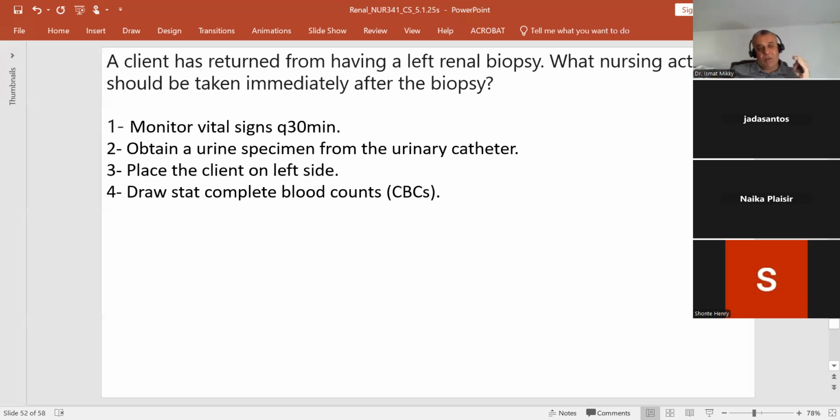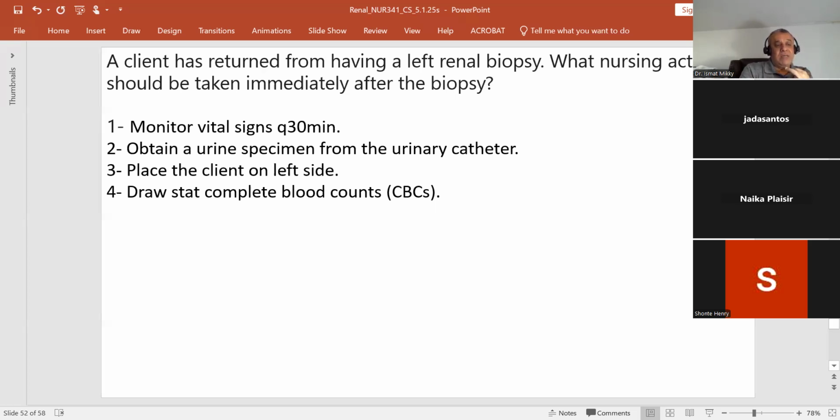So if you want to start with the vital signs, make sure that post renal biopsy the vital signs would be checked more frequently than every 30 minutes. It will be every 5 to 15 minutes during the first hour after this procedure. So 30 minutes is way too much. It's kind of an extended time. So we have to go lower with a 5 to 15 minute frequency, not 30 minutes.